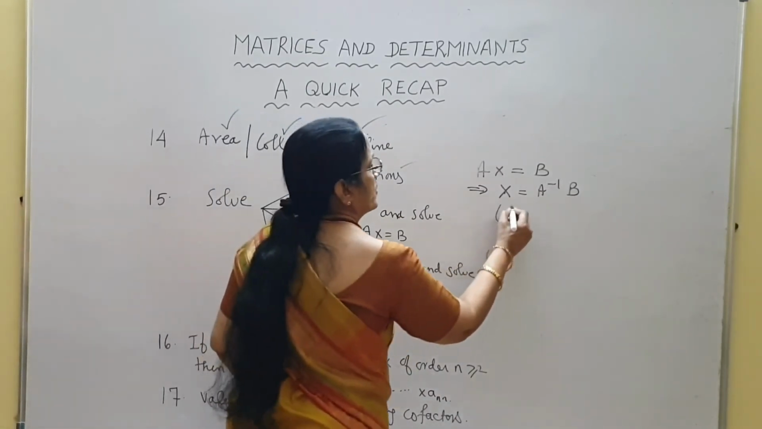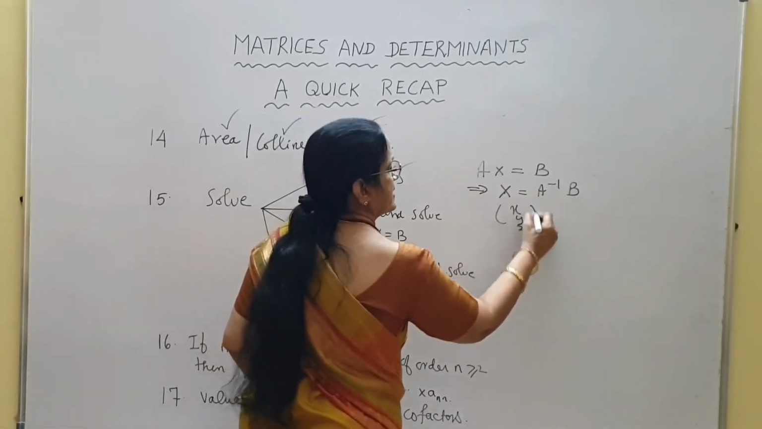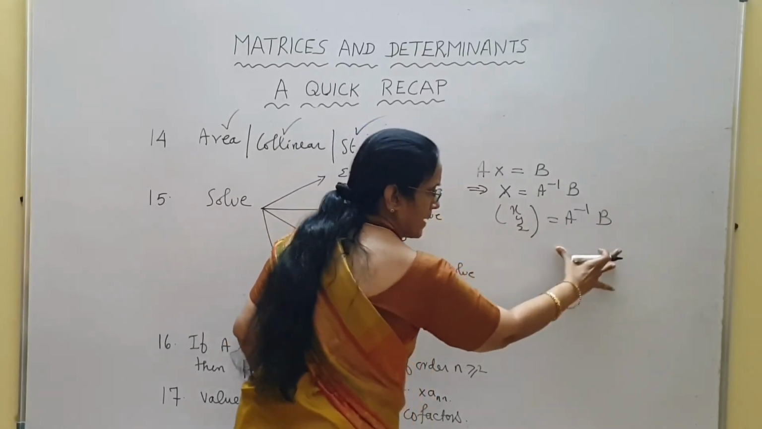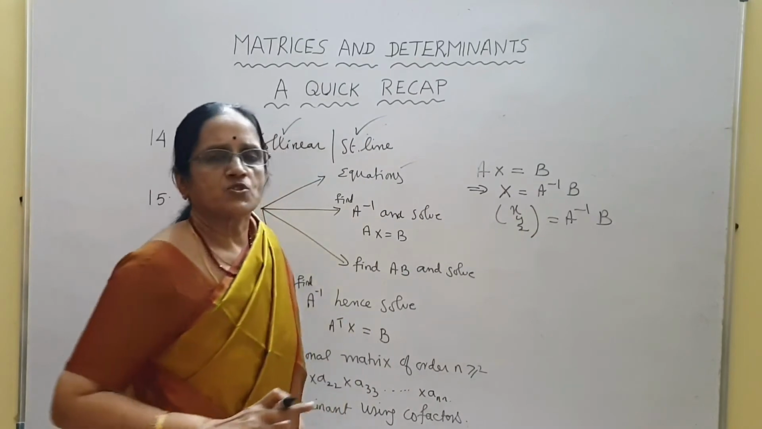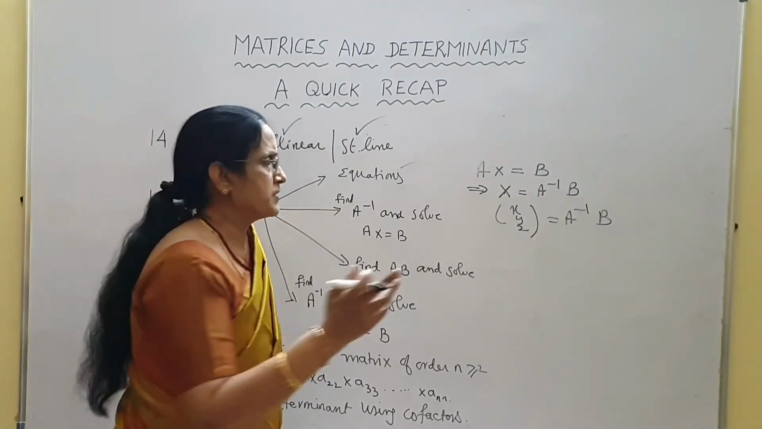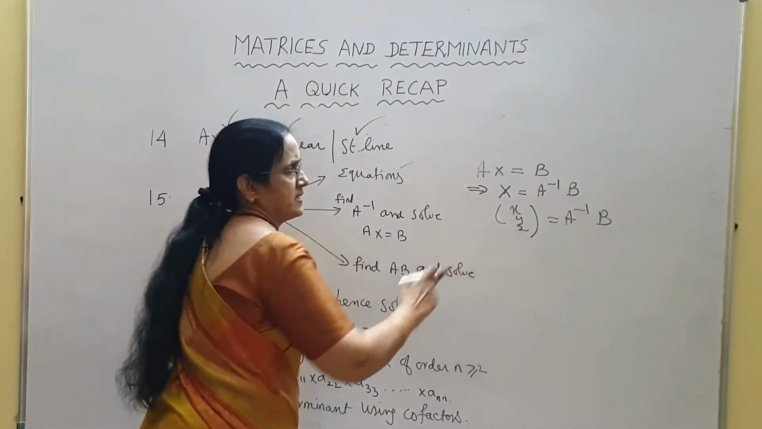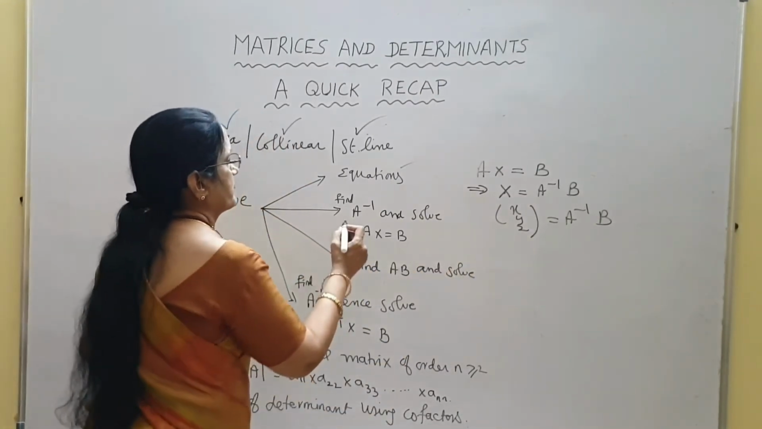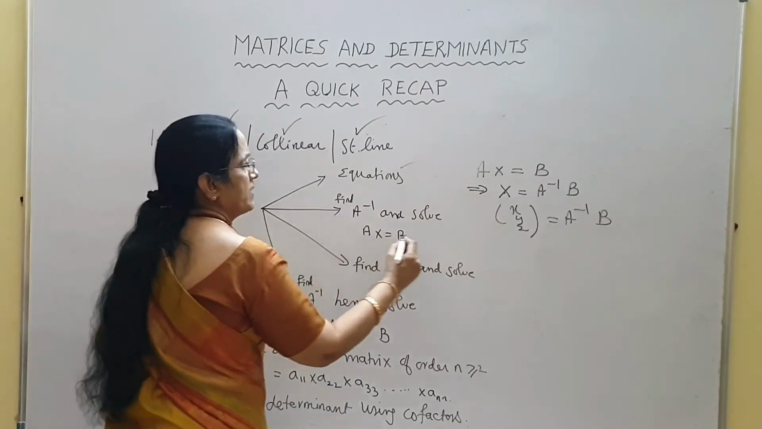Then you will know x is nothing but x, y, z and A inverse into B is going to be a column matrix. Then since these 2 matrices are equal, the corresponding elements are equal, that will give you the value for x, y, z. We have done many problems based on this. The next one. You will be given the next type.